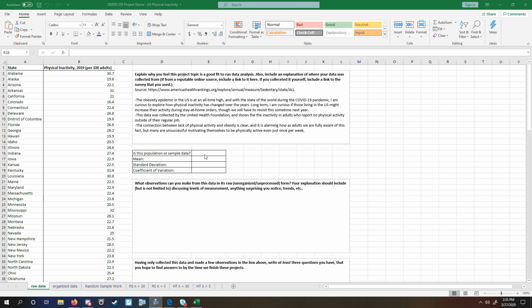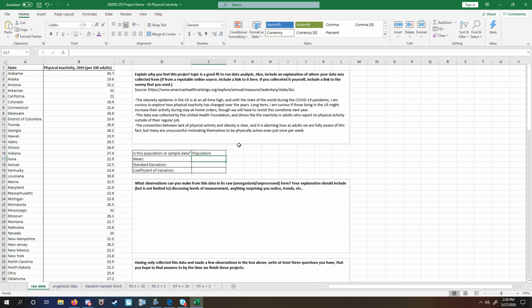You'll notice that this template is set up in a way to help you walk through from basic to slightly more advanced techniques. The first prompt here is the data population or sample. It could vary depending on what kind of information you have. But for us, since we have all of the data across the US, including DC, I'm going to say that this is to be considered a population.